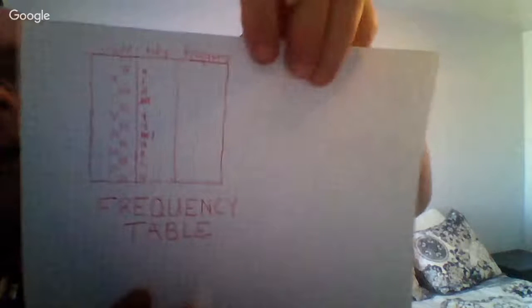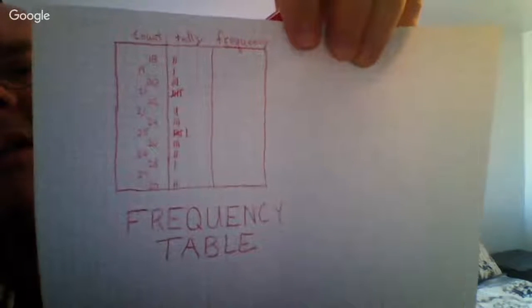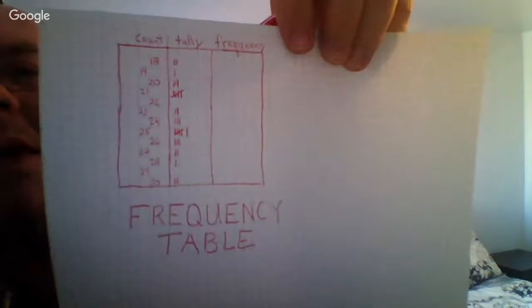And then in this third column, it says frequency. This is a frequency table. So I'm going to count up the tally marks and put the frequencies over there. So let me do that real quick.